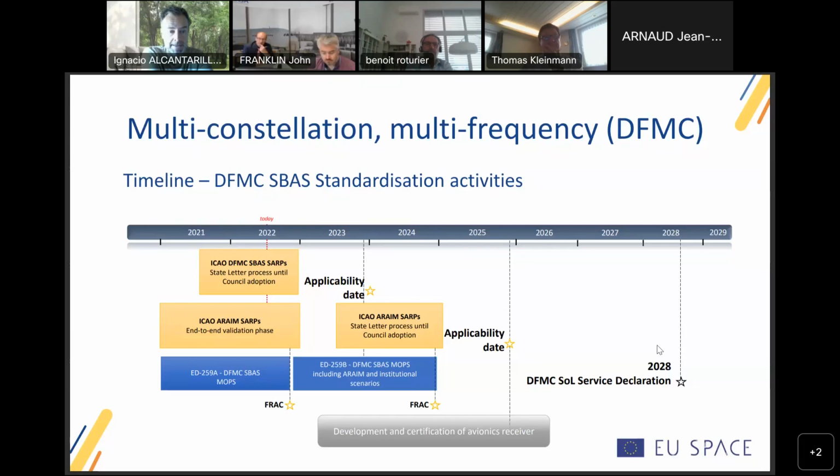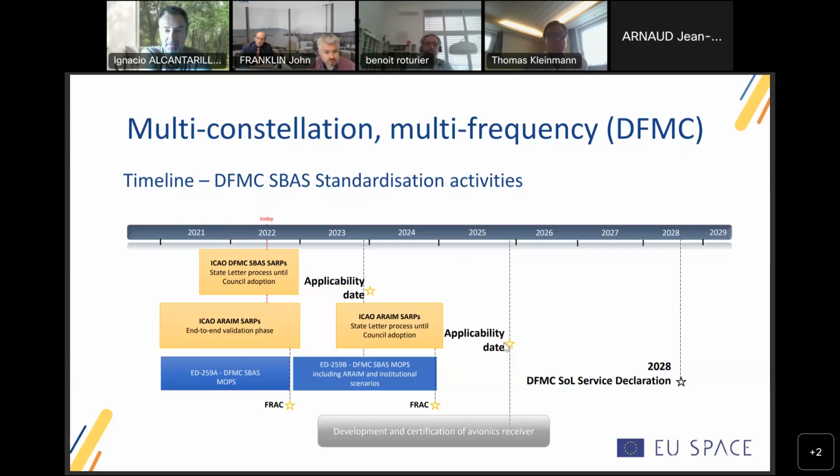In terms of SBAS, DFMC SBAS, so augmenting GPS and Galileo in Europe, and including on top this ARM or horizontal ARM, which will substitute the RAIM, we are talking about dates of applicability by the end of 2025. So by the end of 2025, we will have SARPs, we will have MOPs, including DFMC SBAS plus HRM, and therefore we could start using or start having those products.